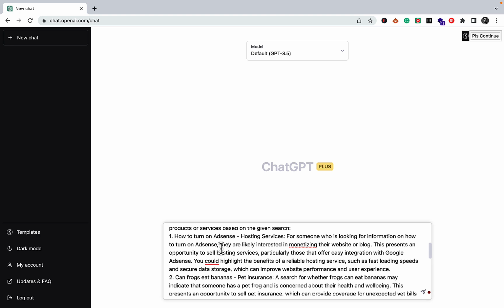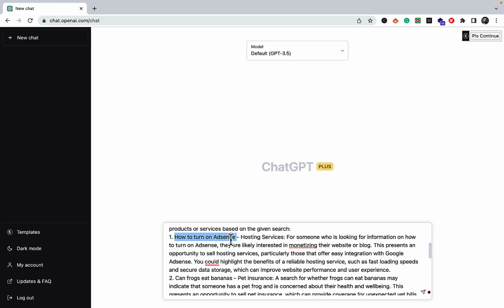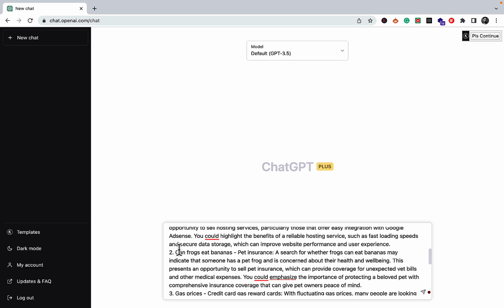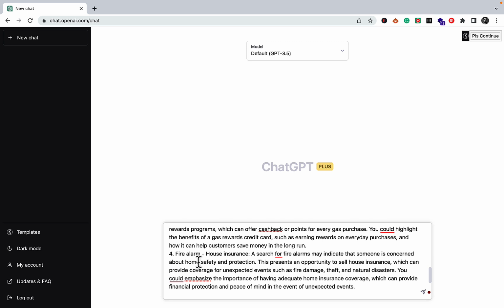Here I give four different examples of how you can use one niche and product and turn it into something else. If a person is interested in how to turn on AdSense, you can sell hosting services. If a person is inquiring about canned frogs, that's a new one, canned frogs eat bananas. If the person is inquiring about dogs, you can sell pet insurance. If you are looking for gas prices online, there is a credit card with gas rewards. If you are looking for a fire alarm, you can sell house insurance to that person.